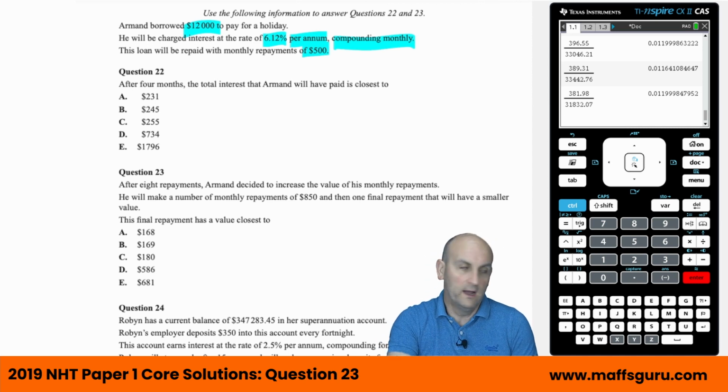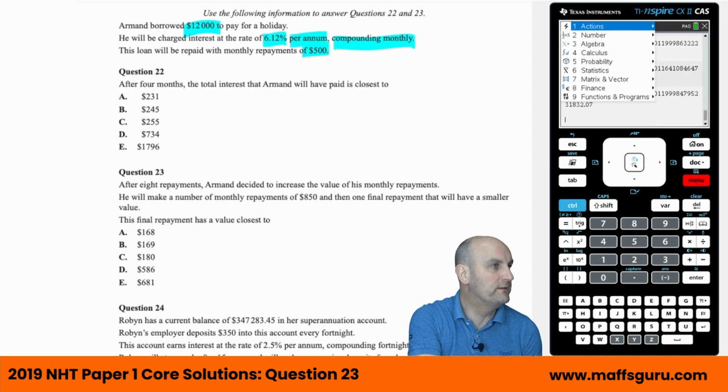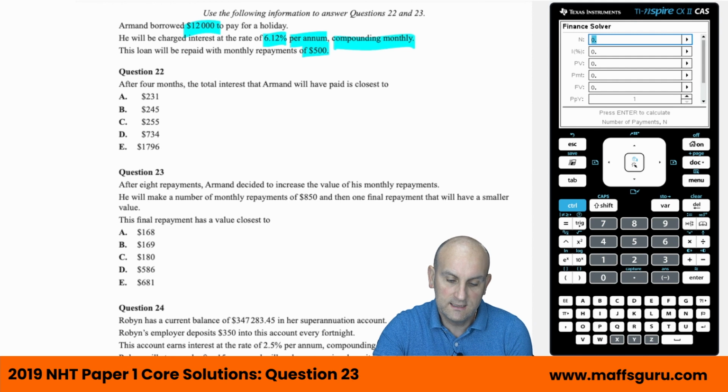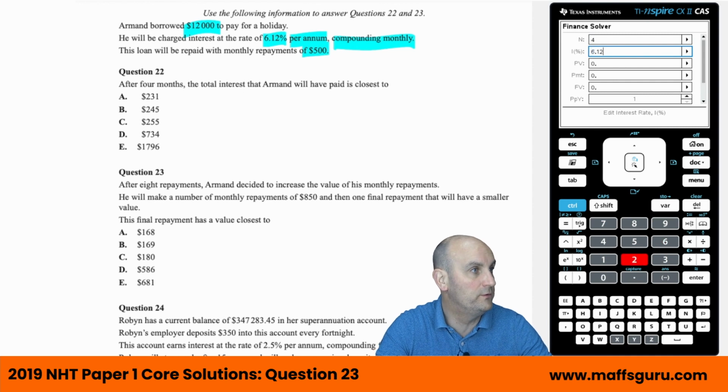Right. I'm going to fire up my financial solver. Let's go to menu, finance and financial solver. Right, so it's monthly after 4 months. So 4 is what we're going to do there. My interest rate is 6.12. The principal value was 12,000. It's going to be positive because he's taking a loan. His payments are minus 500. Future value, we don't know at this moment in time. Payments per year are 12. Compound interest per year are 12.